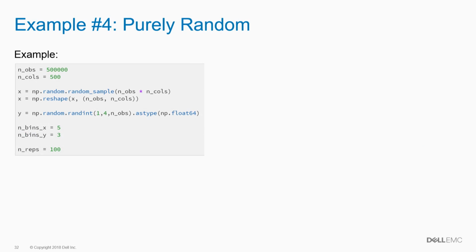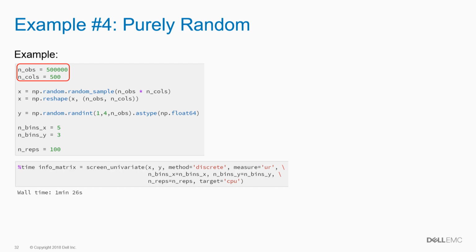Just for kicks, I want to do a purely random one, so this should not return anything. But because of this, I also wanted to increase the number of observations and the number of variables. So 500,000 observations, 500 variables, binning into 5 and 3 bins, 100 reps. Ratcheting it up, it does take a little bit longer. It takes 1 minute and 26 seconds.